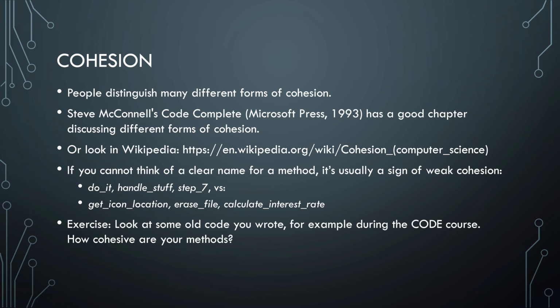If you find it hard to come up with a suitable name for a method, that's a sign the method has weak cohesion, especially if you lean towards giving a method a very generic, vague name such as do it, prepare stuff, step 7, and so on. Better names are get icon location, erase file, or calculate interest rate. As an example, look at some old code that you wrote, for example during your first year programming course. How cohesive are your methods?